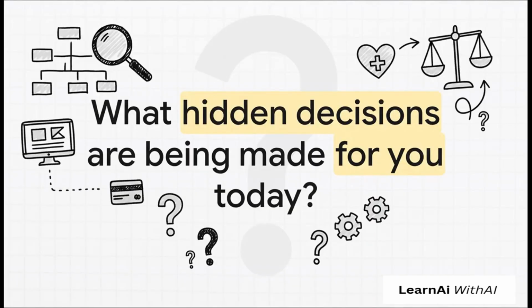And that really leaves us with one final thought. From the shows recommended to you online, to the credit offers you get in the mail, maybe even to medical diagnostics, this simple flowchart logic is constantly at play. So the next time you get a personalized result or recommendation, just ask yourself, could a simple decision tree be working behind the scenes? What hidden decisions are being made for you today?